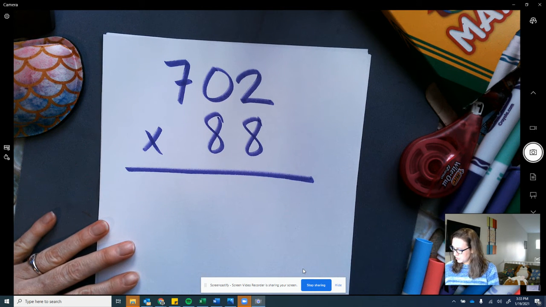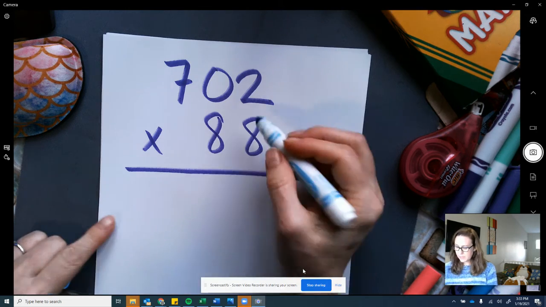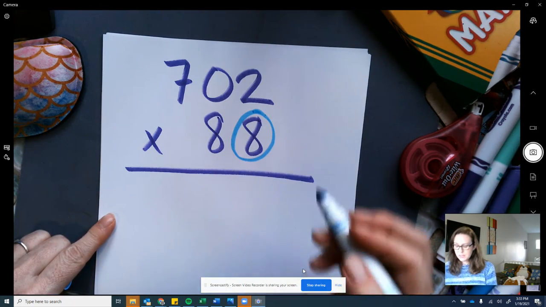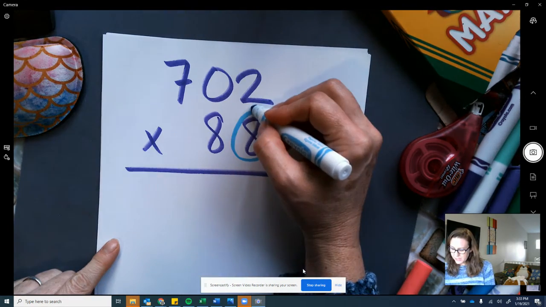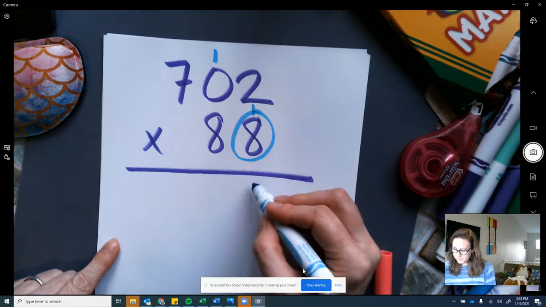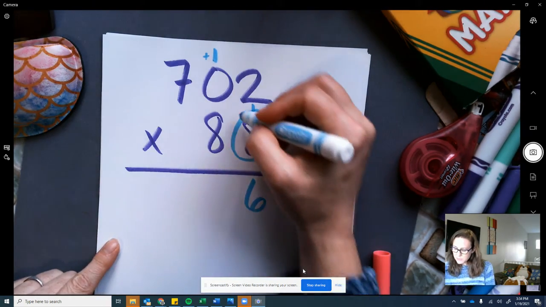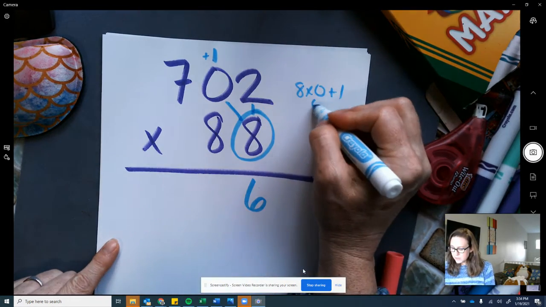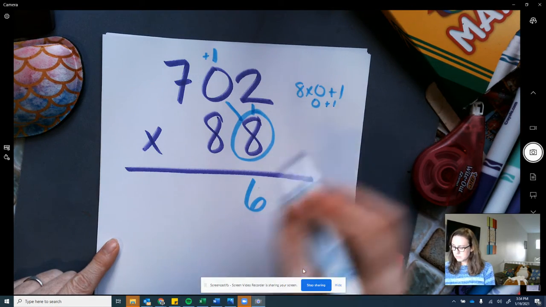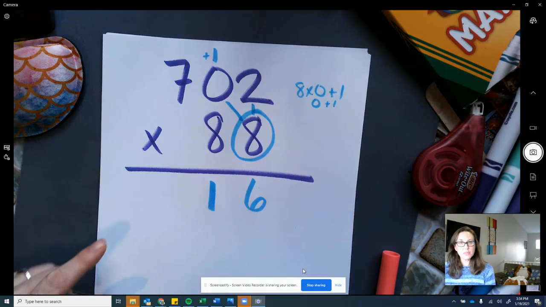All right. So what do we do first? Which 8 do we pick? Yeah, we have to pick the ones place 8 first. And what operation are we going to do first? Yes, we're going to do 8 times 2, which is 16. Now what are we going to do next? I'm going to put my little plus sign. Right, so our next one is 8 times 0 plus 1. 8 times 0 is 0 plus 1, which is 1. 8 times 0 is nothing. We still have to add the 1 though.